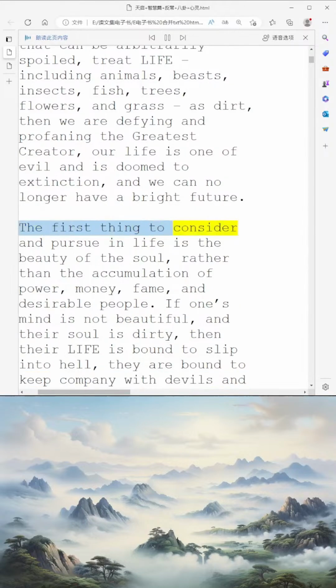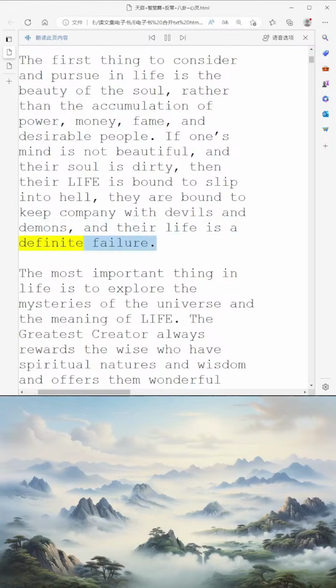The first thing to consider and pursue in life is the beauty of the soul, rather than the accumulation of power, money, fame, and desirable people. If one's mind is not beautiful and their soul is dirty, then their life is bound to slip into hell. They are bound to keep company with devils and demons, and their life is a definite failure.